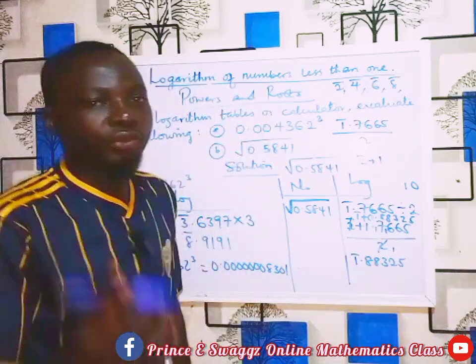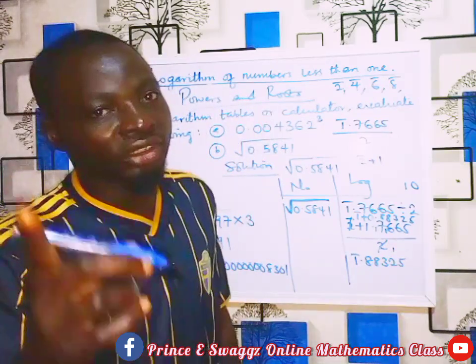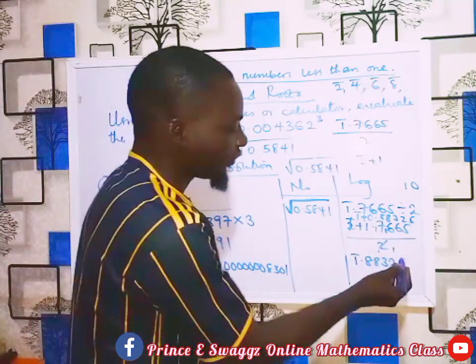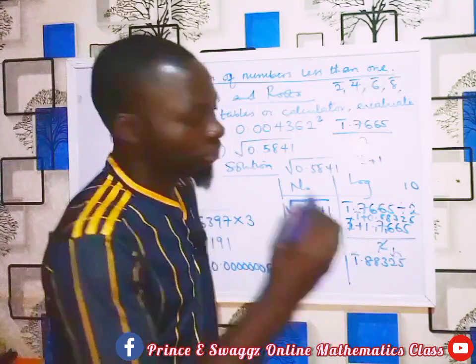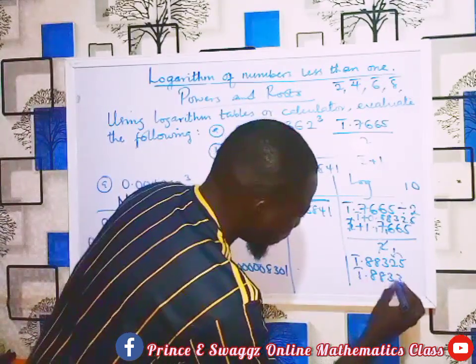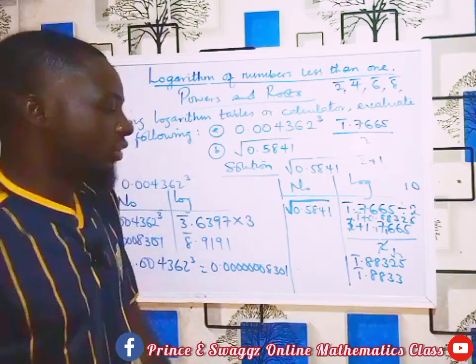1.883225. Don't forget, in logarithm you must always have 4 digits after the decimal. Since we have 5, we take the fifth one to the fourth one, which is 5. Rounding up 5 to 2 is going to give us 3. That is bar 1.8833. So you then find the antilog of this.